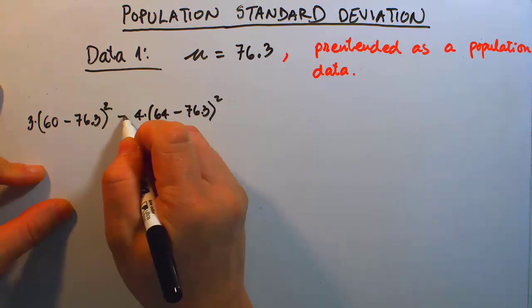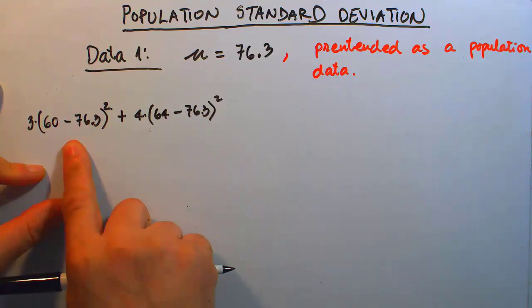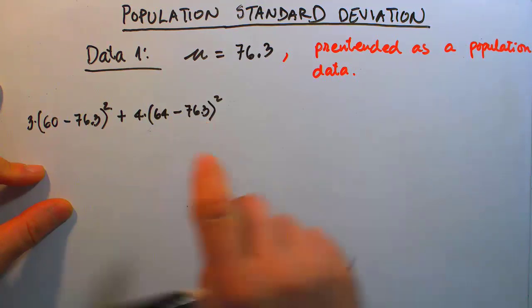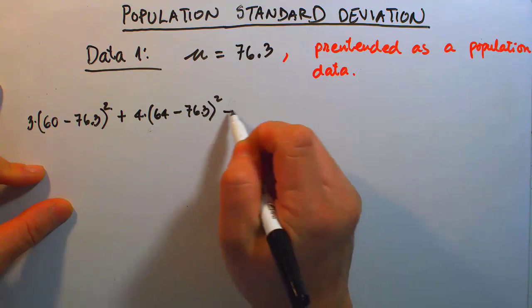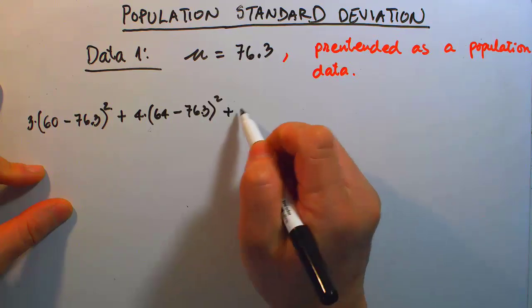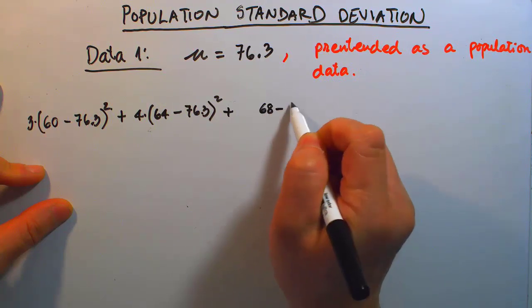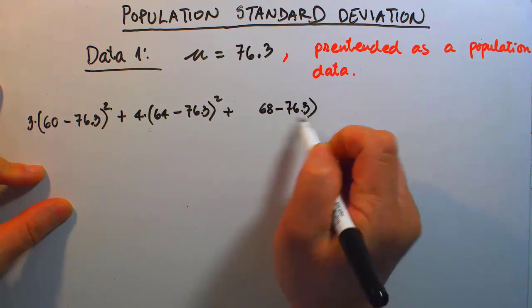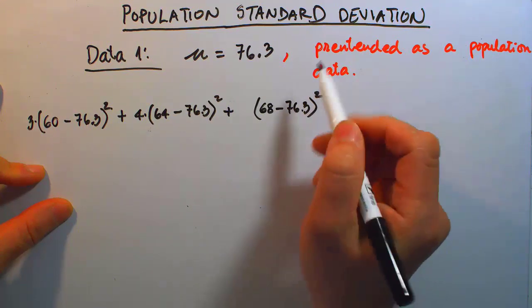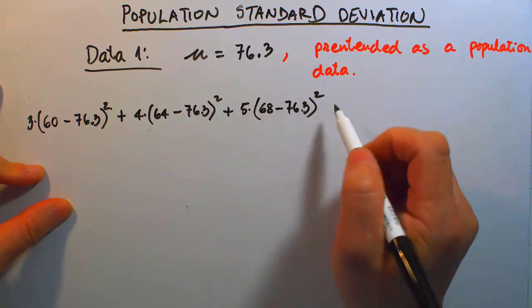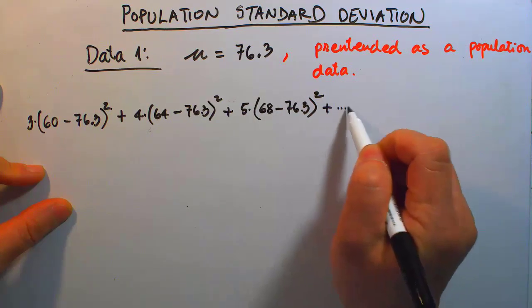And we add up all the squares, so we add all squares of the differences between value and mean. Then I'll keep doing this for a few more items. The next one here is 68. I'm going to subtract the mean, 76.3, and square that. Then for 68, I have 5 of those squares being produced, and I'm going to keep adding that.